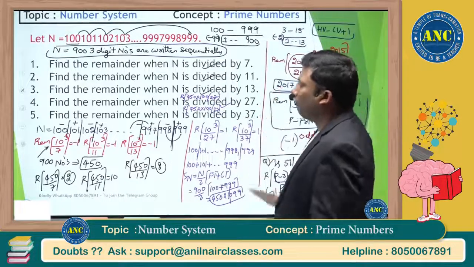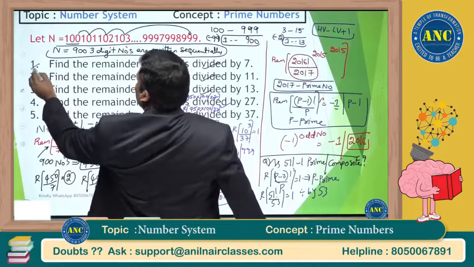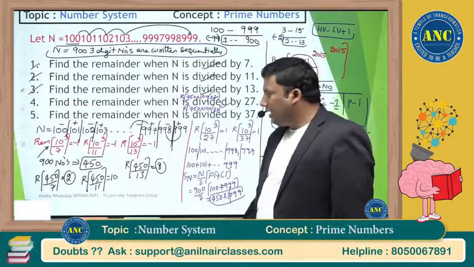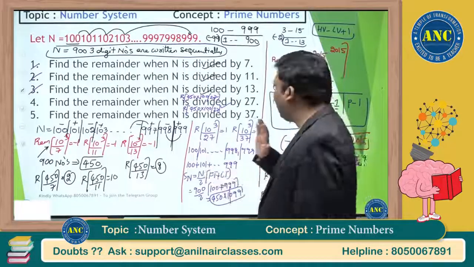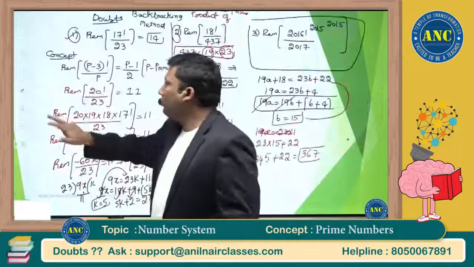1, 2, 3, 4 and 5. Divisibility rule for 7, 11, 13. Divisibility rule for 27 and 37. Idea is clear. Very, very good questions we are going to solve in today's class.